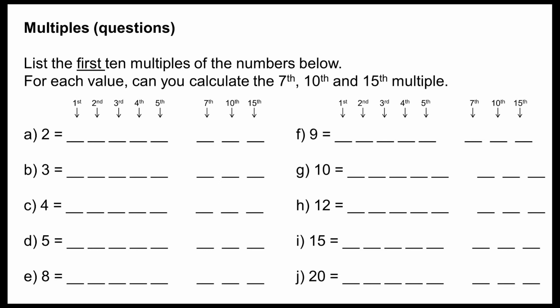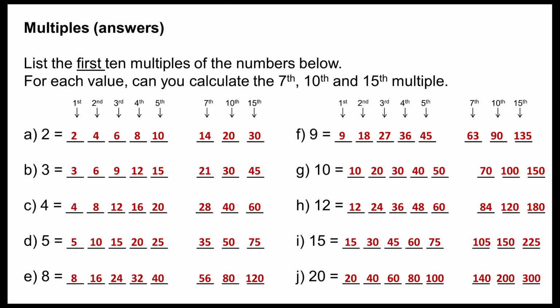Pause the video and have a go at these questions. For each one, I want you to write down the first 5 multiples of the number given, as well as the 7th, the 10th and the 15th. Once you've done this, you can unpause the video and check your answers and correct any mistakes. Here are your answers. Please pause the video again and mark your work. If you've got any wrong, see if you can figure out why and correct your answer.